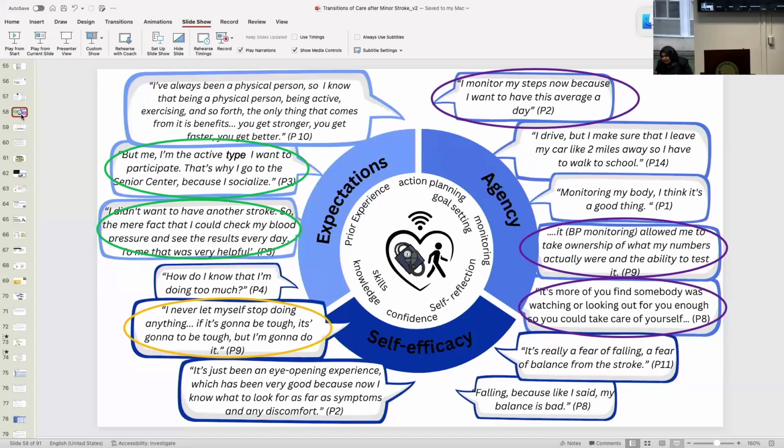That's the self-efficacy piece. And then it's about the agency that comes with, I knew somebody was looking out for me, taking ownership of my numbers. That was helpful for me to test it. So that feeling of, yes, I can do this, that blends into agency that makes you feel more confident. Because I want to do this. And so how are these numbers playing a role?